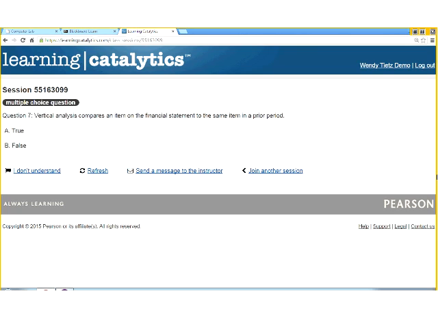So we have two kinds of analysis, right? We have vertical analysis, we have horizontal analysis. Horizontal analysis is comparing this year to last year, comparing over time. Vertical analysis is not that. So, vertical analysis compares an item on the financial statement to the same item in a prior period.